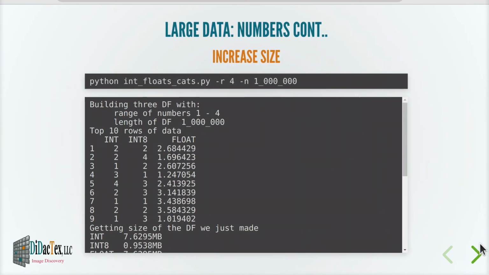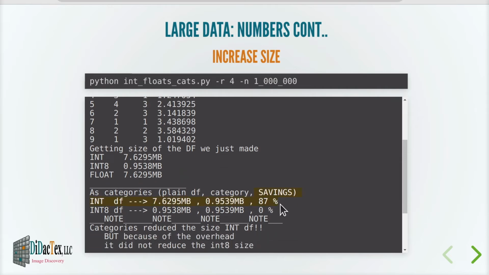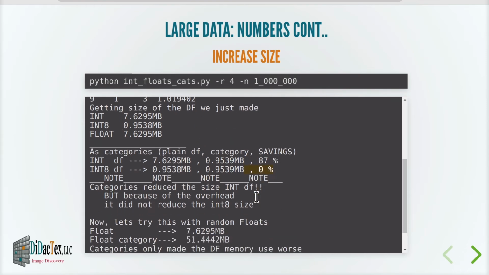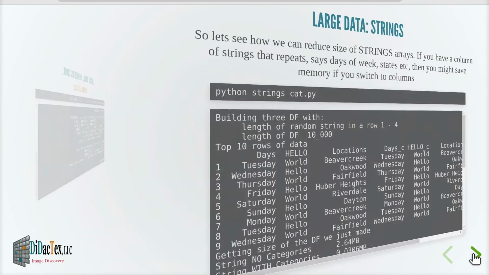If I repeat this and make it a lot bigger, you can see how it explodes. With 1 million rows, it's the same thing, range 1 to 4, 1 million rows, with an int 8 and a float, and everything moves up by a factor of 10. My first column is 7 megabytes of memory. The second column is not even 1 megabyte of memory, and the floats are the same size as my ints. I see the same savings by converting to categories, 87%, and no savings difference in making the int 8 into a category. And again, if I take the floats, because none of it is repeating, it just goes from 7 megabytes of memory to now 51 megabytes of memory. It greatly increased by using categories.